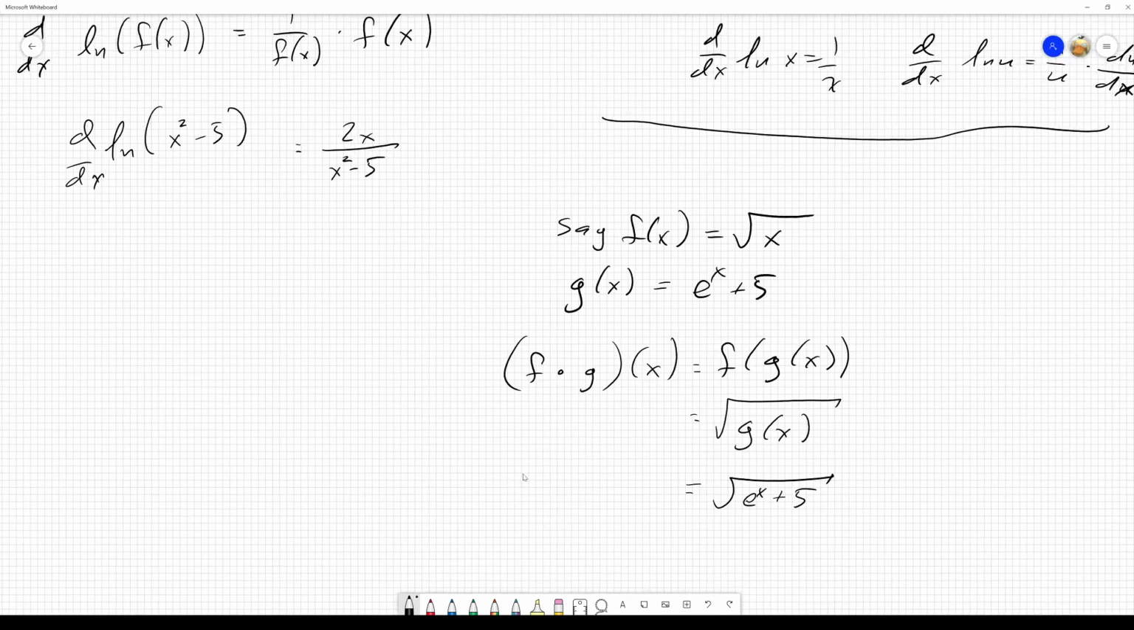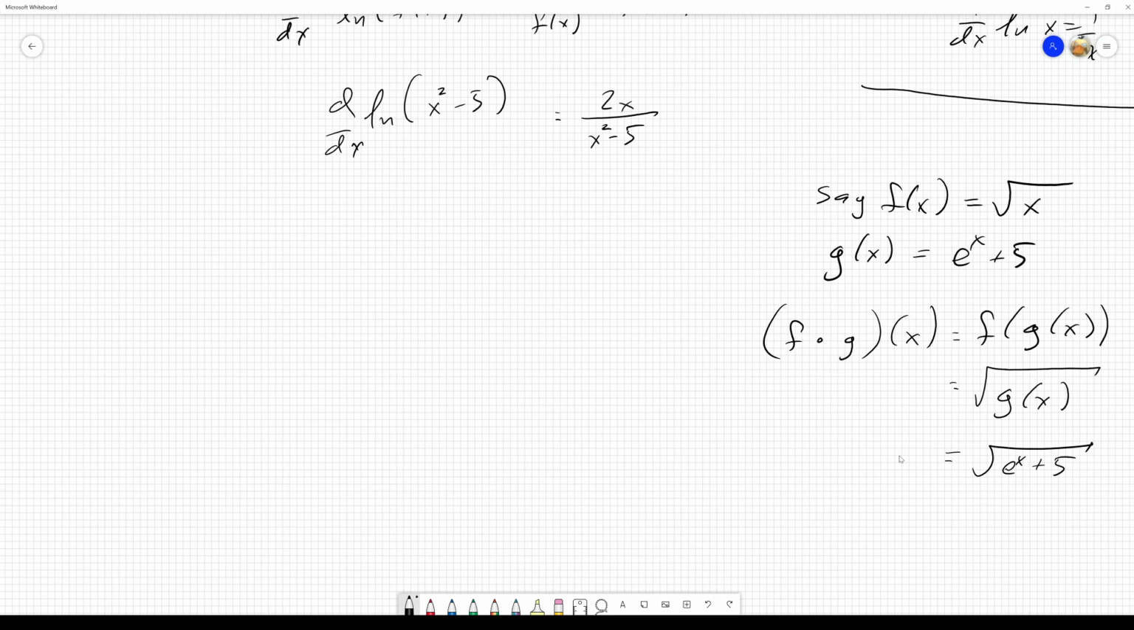And so what the chain rule formally says is that if I've got two functions f and g, and I take the function composition, and I take the derivative, what you get is you take the derivative of f, which I'm going to call the outer function, you plug g into it, and then you multiply that by the derivative of g.